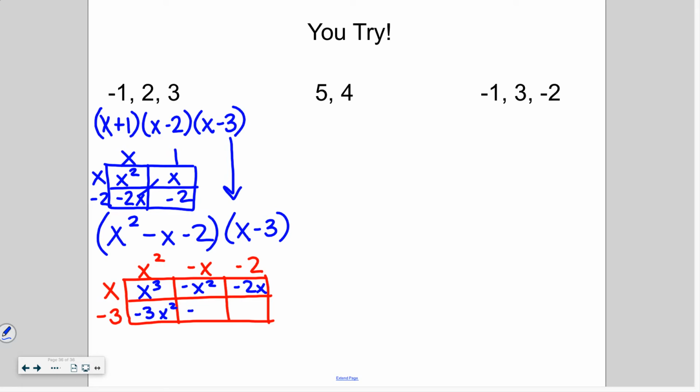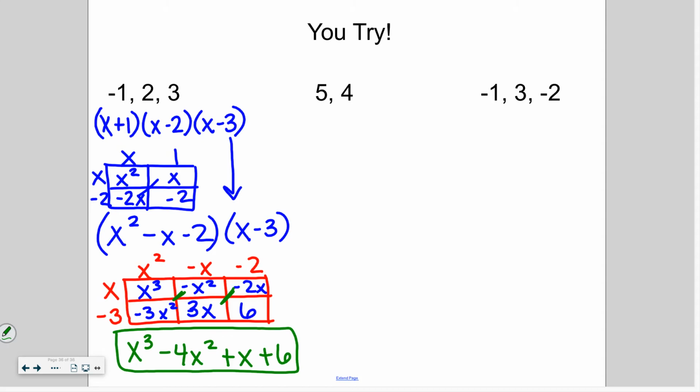And that's going to be positive. So positive 3x, and then 6. Combine the ones that are diagonal. So we have x cubed, negative 3 minus 1 is a negative 4x squared. 3 minus 2 is 1, so plus x plus 6. There you go. Next one. x minus 5, x minus 4.